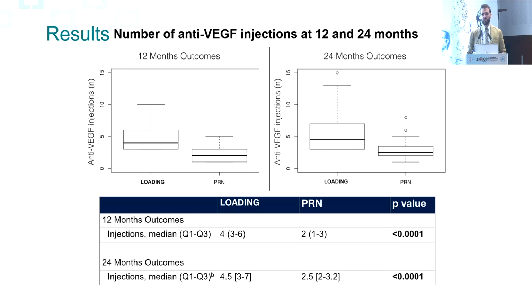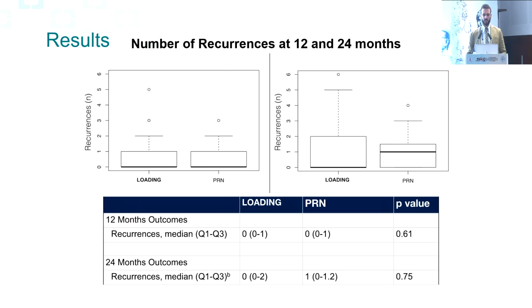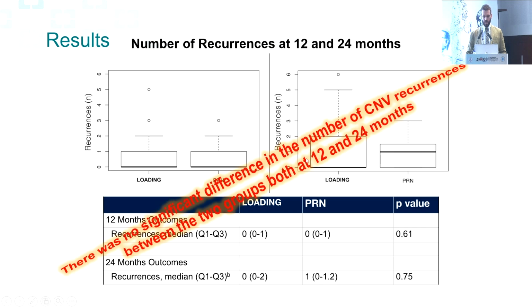What about the number of anti-VEGF? It doesn't take a genius to understand that if you load the patient, you get more injections done. So here you can see in the loading group, there's a higher number of anti-VEGF injections at 12 and 24 months. So overall, the loading group received a significantly higher number of injections compared to the PRN group, both at 12 and 24 months. What about the recurrences? They were quite few in both groups. Both in the loading and the PRN group, they're very comparable. So no significant difference in the number of ICNV recurrences.